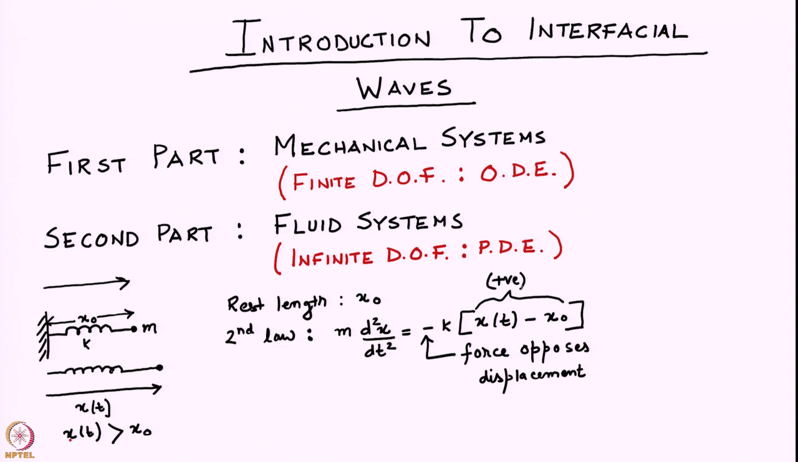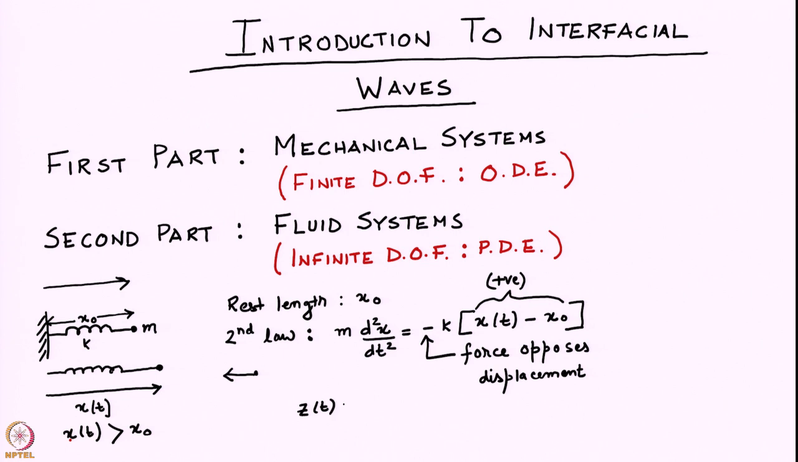So, the force acts in the opposite direction. If you draw the mass like this, in this configuration, the force opposes the displacement. This is also true when x of t is less than x0. In that case, x of t minus x0 would be negative, and this additional negative sign outside would make the force positive, which means the force would again be opposing the displacement. Now, this is something which we have all studied earlier.